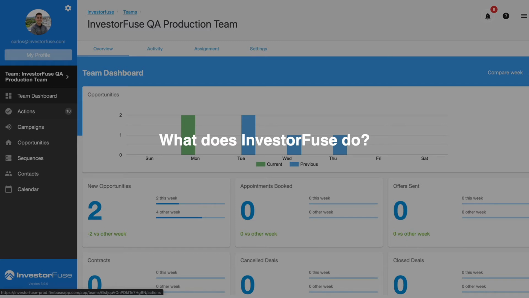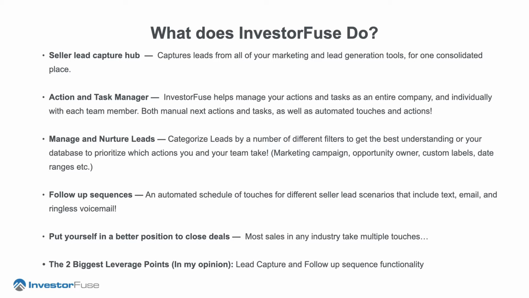So what is it exactly InvestorFuse does? You probably have a general idea that it's a CRM, a seller lead CRM. You may know that it's best fit for investors that are doing direct to seller marketing. And behind on this slide here is a screenshot of IF3 beta, which I definitely suggest checking out the full demo if after this presentation here it looks like it's a good fit for you. So what exactly does InvestorFuse do as a seller lead CRM, a lead conversion system?